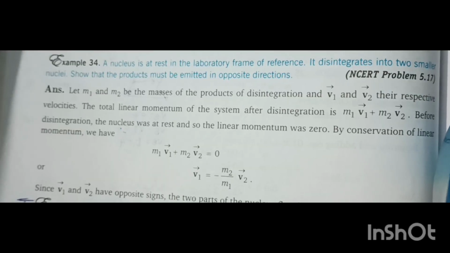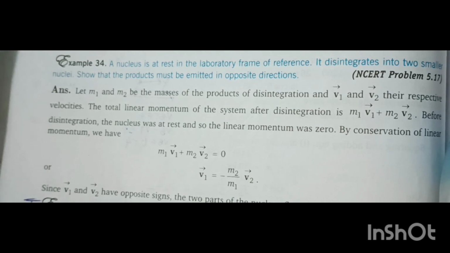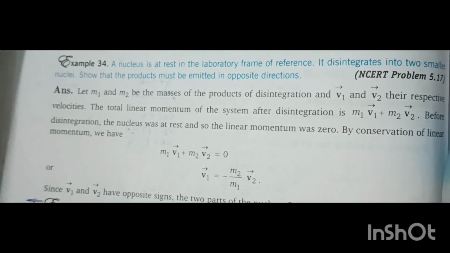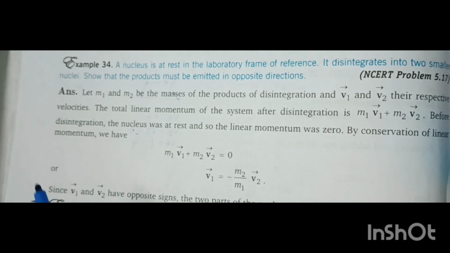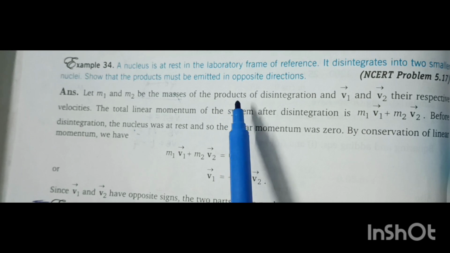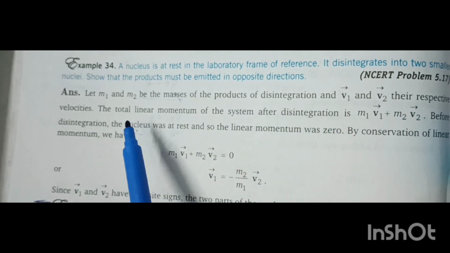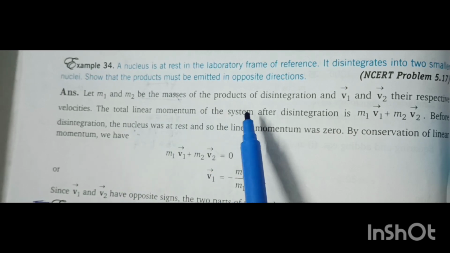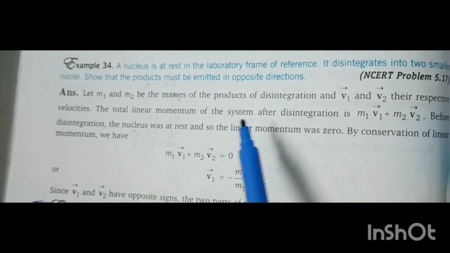So let us see this question. A nucleus is at rest in the laboratory frame of reference. It disintegrates into two smaller nuclei. Show that the products must be emitted in opposite directions. Now, let m1 and m2 be the masses of the products of disintegration and v1, v2 be the respective velocities. Then the total linear momentum of the system after disintegration is m1 v1 plus m2 v2.